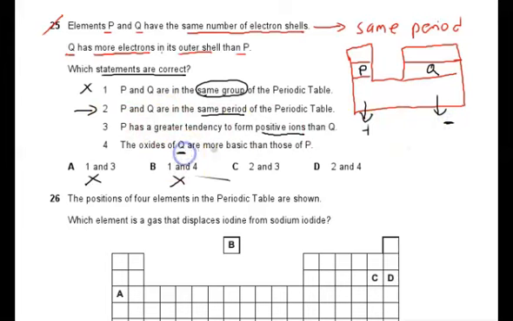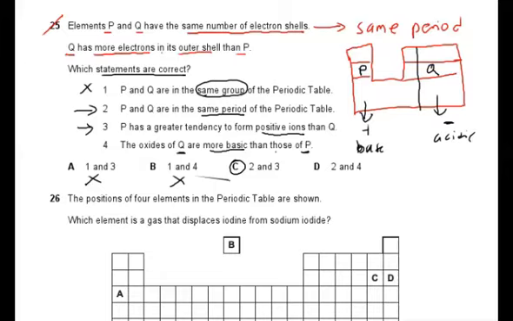Oxide of Q is much more basic than those of P. Oxides from group 1 and 2 will form base oxides. However, the oxides from Q will form acidic oxides. So your best answer here will be 2 and 3, which is C. Okay, this is the answer for number 25.